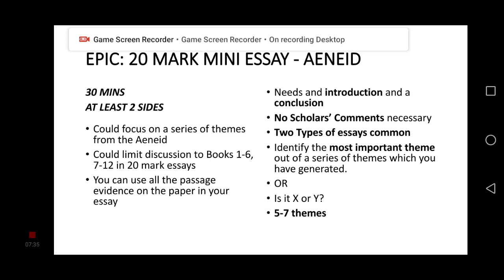Again, it needs an introduction and a conclusion. No scholars' comments are necessary. Leave that for the 30-mark essay. 2 types of essay are common. Again, identify the most important theme out of a series of themes which you yourself have generated, or is it X or Y? So, it's a 2-sided essay, that is.